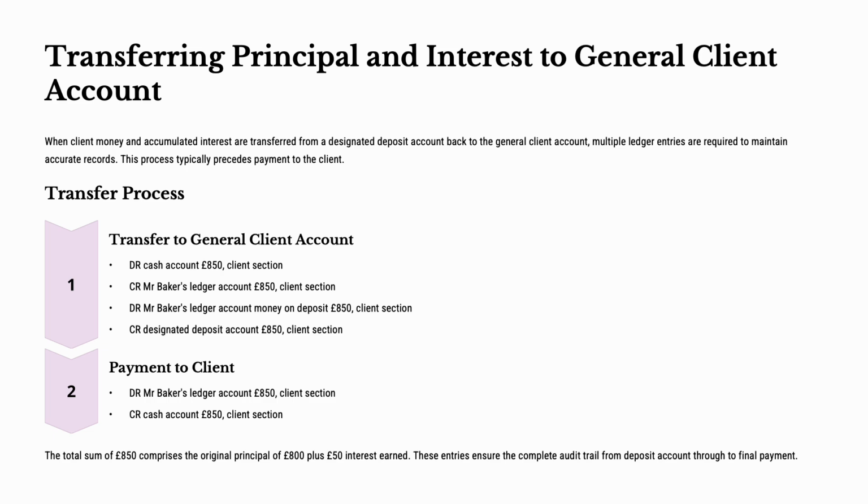First, money was moved into the designated account. We made entries, and then in that account it earned interest. We made entries for that too. Then we moved that money back to the general client account, and afterward we paid it back to Mr. Baker. I hope this makes sense to all of us. If it does not, go back and revise, redo it, re-listen to it.